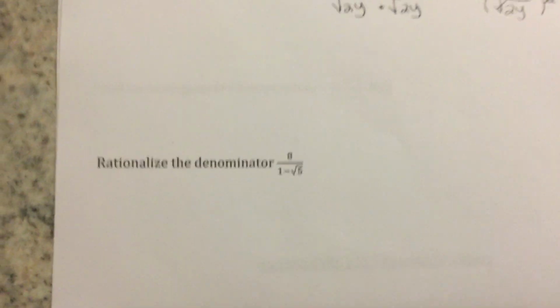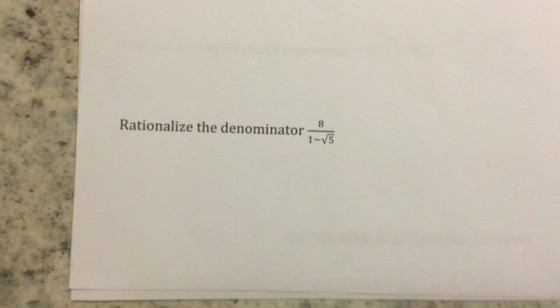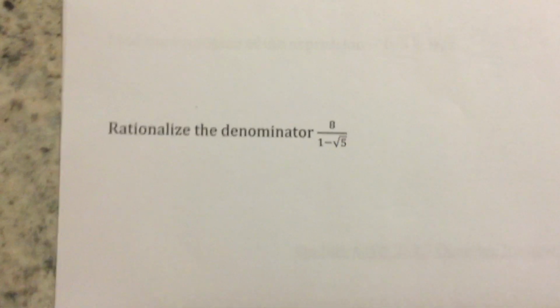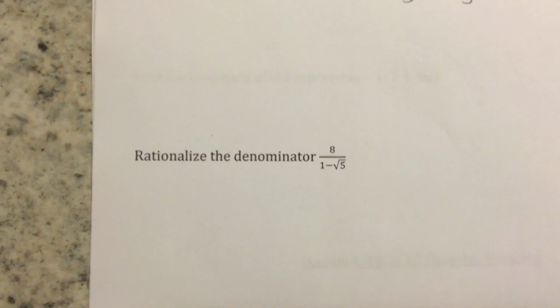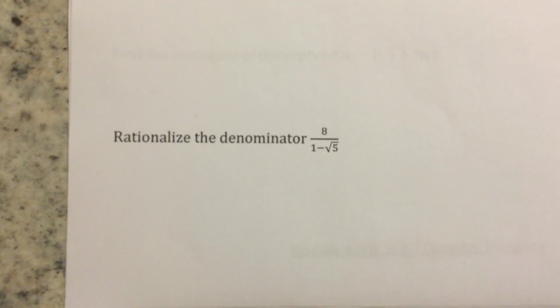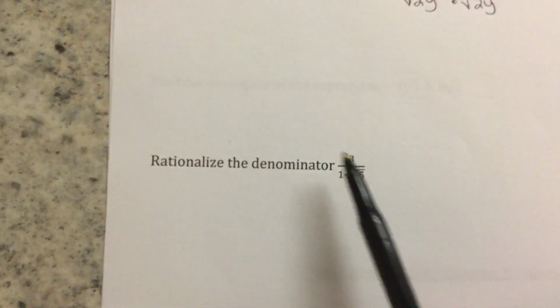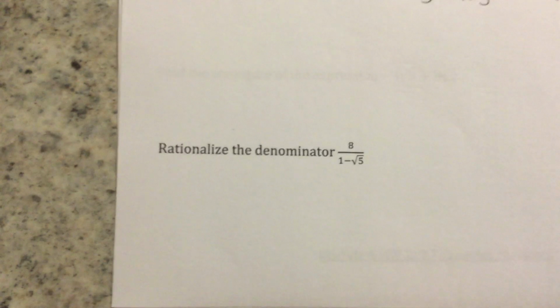All right, so this is where it gets different. So if you notice for this one, it says rationalize the denominator. I have 8 over 1 minus the square root of 5. So this time, not only do I have a square root, but I also have that 1 minus out front. So if I were to multiply by the square root of 5, I would have to distribute. So 1 times the square root of 5, I would still have a square root underneath the radical.